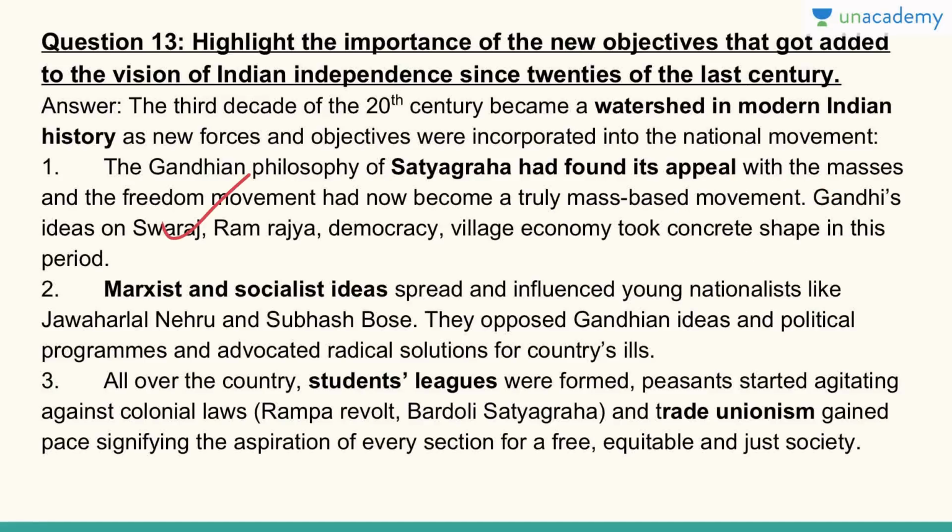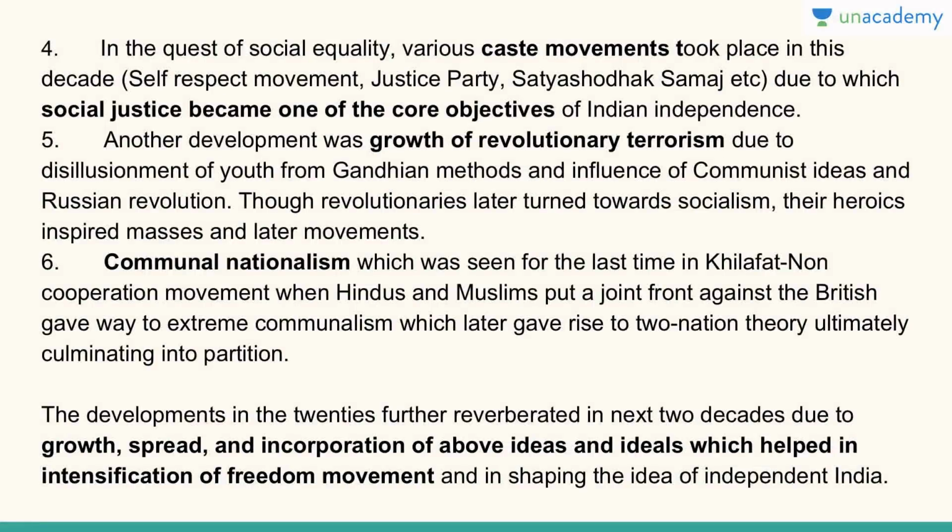Then there were also Marxist and socialist ideas, and they spread and influenced young nationalists like Jawaharlal Nehru and Subhash Chandra Bose, and they in turn opposed Gandhian ideals and political programs. They said that slow changes will not work. We have to give a radical solution for the country's ills. All over the country, students' leagues were formed. Peasants started agitating against colonial laws, like the Rampa Revolt and Bardoli Satyagraha. Trade unionism gained space, signifying the aspiration of every section for a free, equitable and just society. So that point is there.